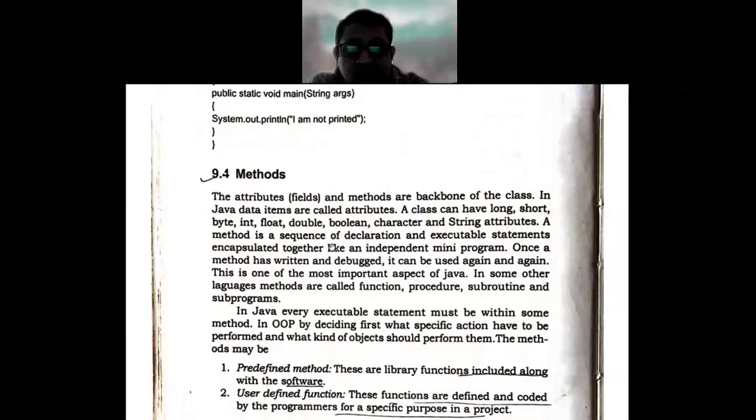A method is a sequence of declaration and executable statements encapsulated together like an independent mini program. So if somebody asks you the definition of a method, we all know what a method or a function is, but you have to write: a method is a sequence of declaration and executable statements encapsulated together like an independent mini program. Whatever you write within that piece of code is an independent program that can be executed in an independent way. Once a method is written and debugged, it can be used again and again. The most important aspect of Java, that is actually called reusability. Why do we create procedures or methods? Because we can use them repeatedly.